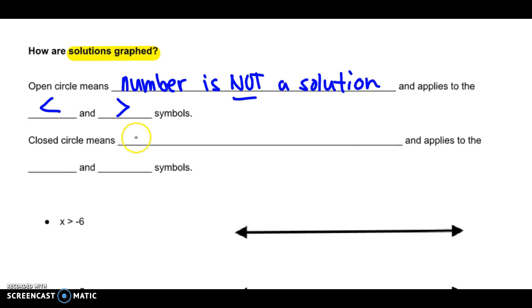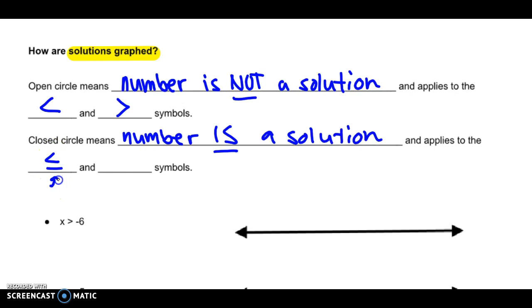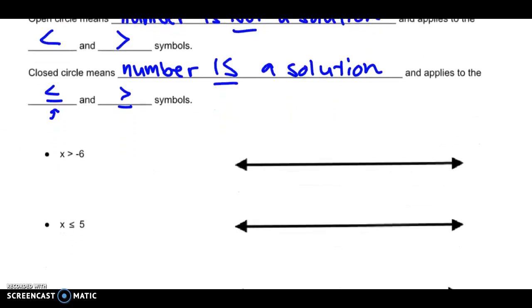The closed circle means that the number in the inequality is a solution. And it applies to inequality symbols such as less than or equal to, because that equal bar is including the number, or greater than or equal to. So we're going to try and put that into practice here with a couple examples. We have a couple blank number lines that we're going to build, and it's really important when you're given a blank number line to figure out where our number line needs to be represented.